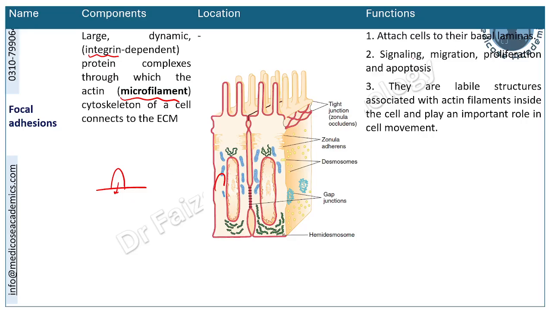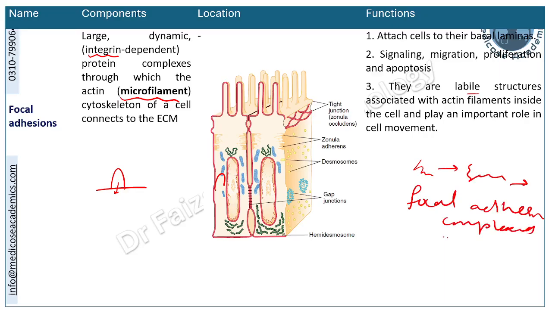Also, they function in signaling, migration, proliferation, apoptosis. These are flexible labile structures and are associated with actin filament inside the microfilament. That is why they can assemble and disassemble when needed, leading to formation of focal adhesion complexes, as you will see when we discuss the amoeboid locomotion.